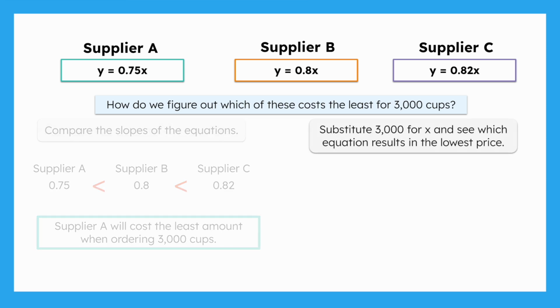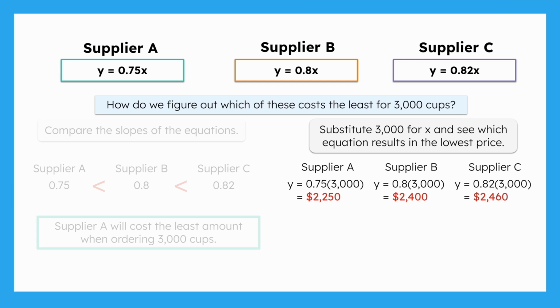If we want to know exactly how much money each of these options cost, we can evaluate each equation when x equals 3,000. Supplier A will cost $2,250, supplier B will cost $2,400, and supplier C will cost $2,460. It looks like we'll save at least $150 by ordering cups with supplier A. That's great! I can finally check order cups off of my to-do list.